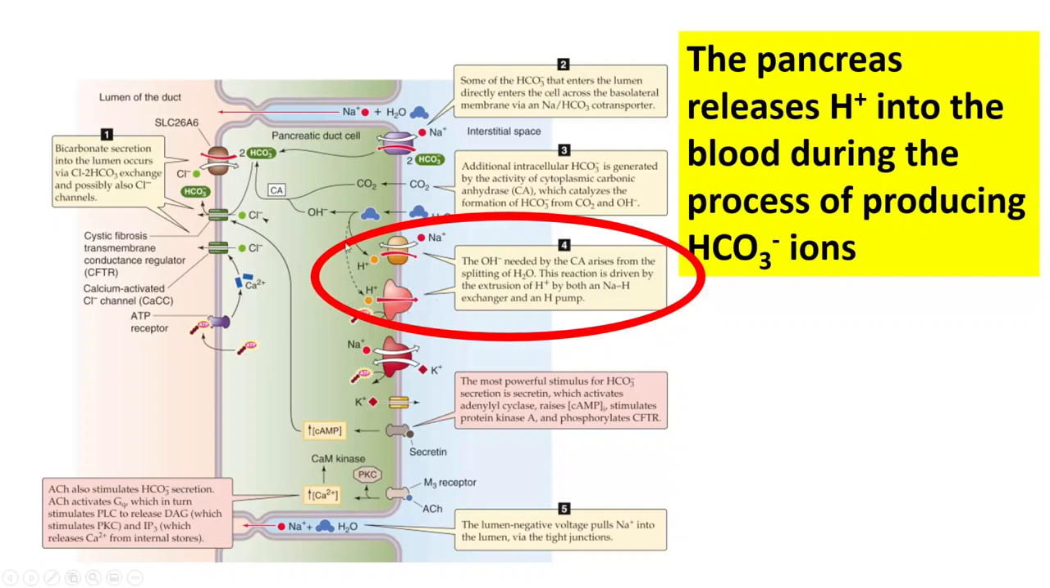Both of these lead to hydrogen ions entering the interstitial space, and when the hydrogen ions enter the interstitial space, where are they going to go? They're going to go into the blood. So they are now going to acidify the blood. All right, so let's just quickly summarize with a simple diagram.